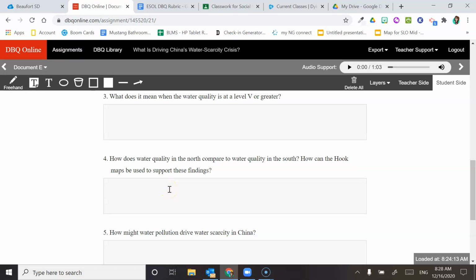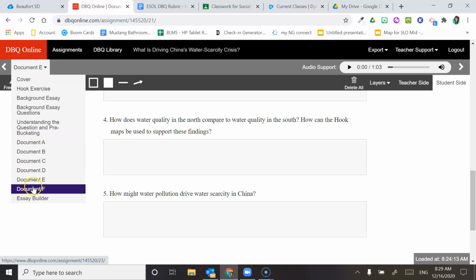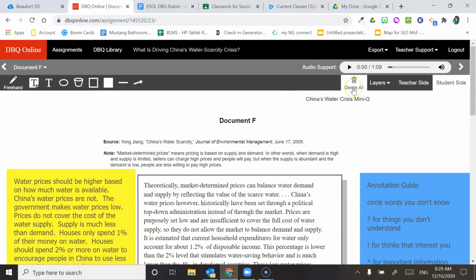How does water quality in the north compare to water quality in the south? So it looks like the water quality in the north is way worse than water quality in the south. The second part of the question and number 5 are things you need to answer on your own because they're your findings, they're your ideas. All right, we're on to document F.